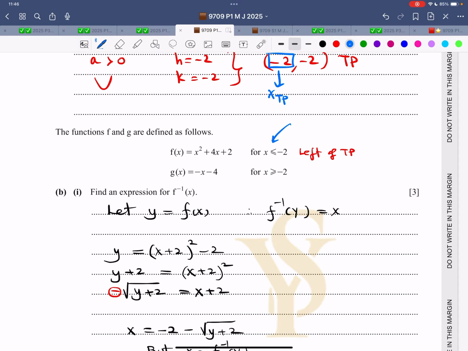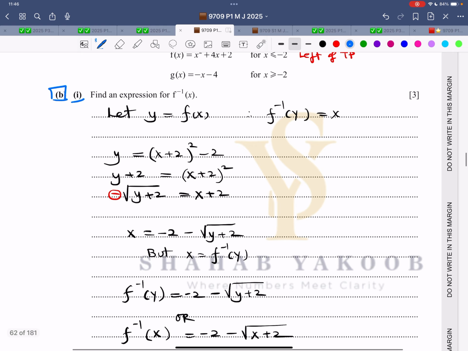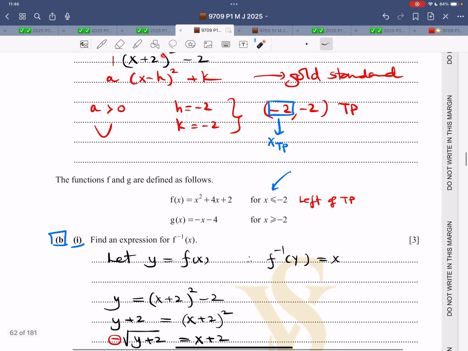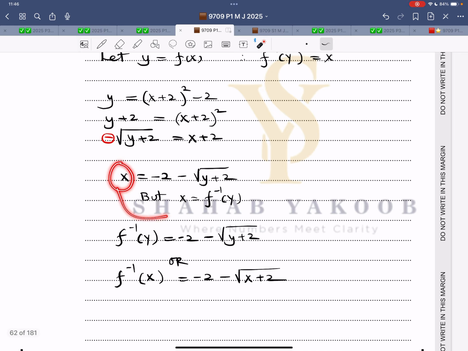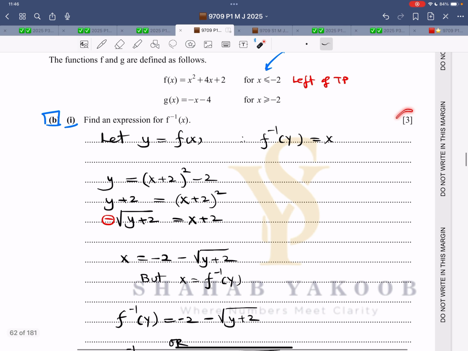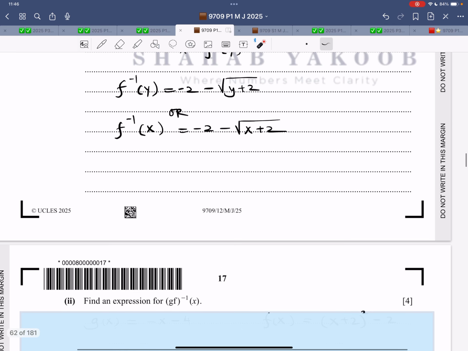So f(x) is already known, and the next thing g(x) is given. Now we are starting with b, the first part. Find an expression for f inverse. We write the traditional stuff. Let y equal f(x), f inverse y is equal to x. Then we replace f(x) with y. We are using this format definitely. Completed square form is the only way in which I can make x the subject. I make x the subject, but what is x? f inverse y. So f inverse y, you see all these two negatives, therefore f inverse x is like this. That is pretty basic for 3 marks. So sometimes they give you more marks for an easy question, sometimes fewer for a difficult one.